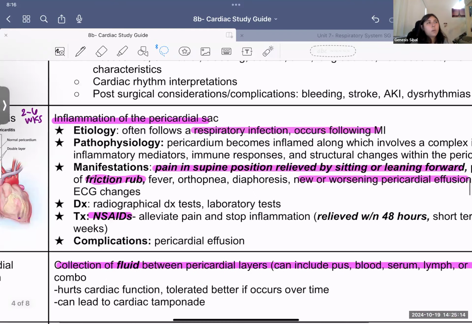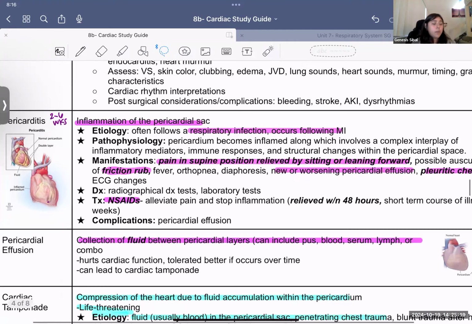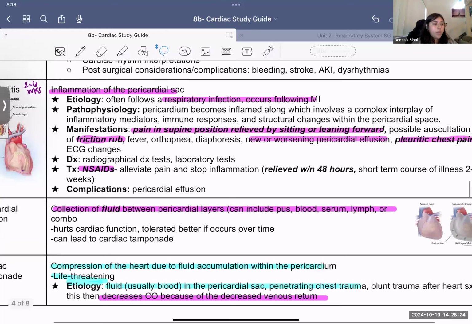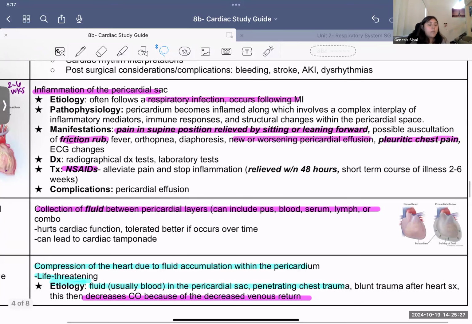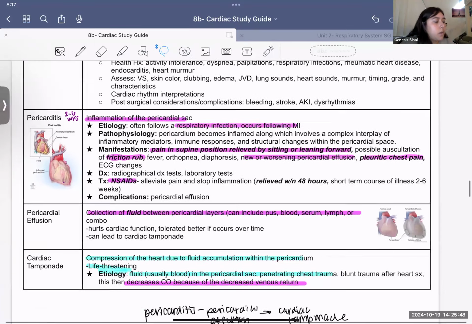And so usually I would think about, remember with an infection, you're going to be having that inflammatory response. So that's why if you're having an inflammation of that sac, yeah, it's going to be inflamed after an infection. So with manifestations, pain in the supine, I would make sure you know this, pain in supine position, relieved by sitting or leaning forward, possible auscultation of friction rub, which can also be associated with what? We talked about it, right? With the pleural effusion or pleuritis. But you can definitely see pleuritic chest pain and then ECG changes as well.